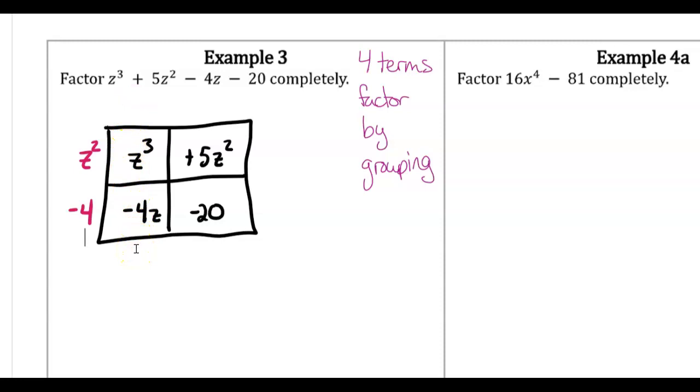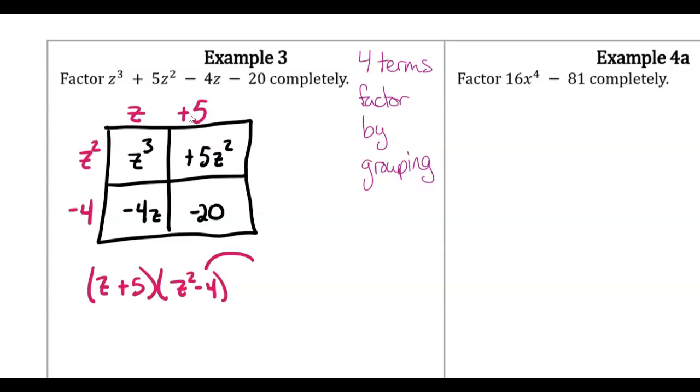Now do this column. What comes out of z cubed minus 4z is just z. Do this column. What comes out of 5z squared minus 20 is 5. And because this top right box is positive, you pull out a positive. So what we have right now is z plus 5, and we have z squared minus 4. Now, z squared minus 4 is a difference of squares.